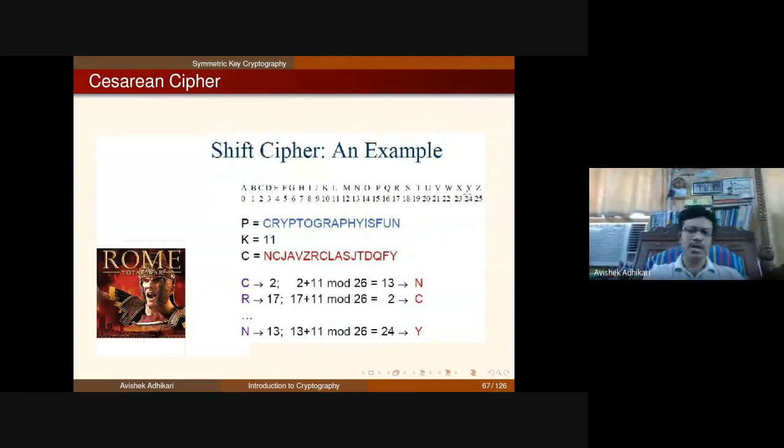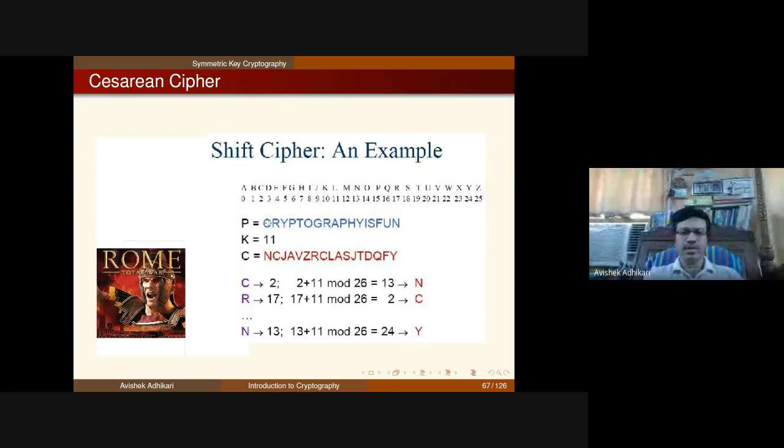Now, suppose I assume that Julius Caesar used the English alphabet. Though he was a Roman, he probably used the Latin alphabet, but for the sake of simplicity, let us explain the whole thing using the English alphabet. And I assume that only uppercase alphabets were used. So we know that from A to Z there are 26 alphabets. So we call it 0 to 25. It's a kind of roll number. Now, cryptography is fun and k equal to 11.